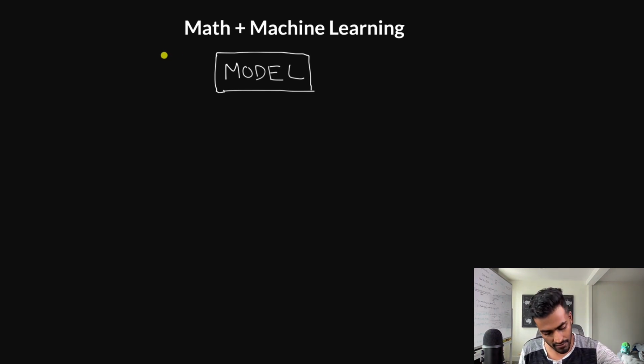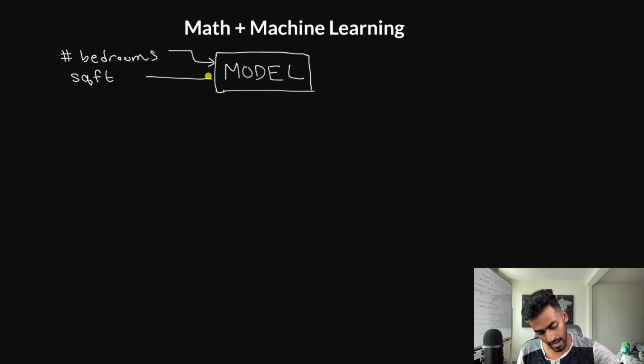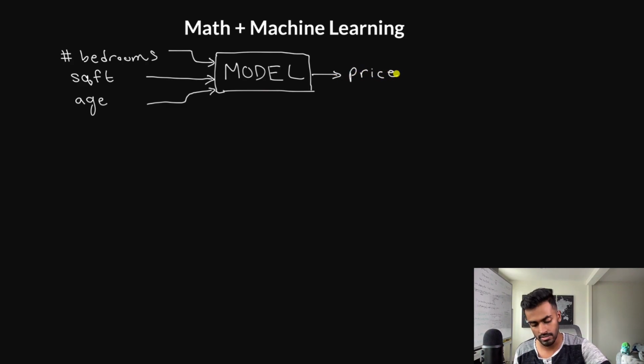Let's say some of that information is the number of bedrooms. And let's say that it is also the square footage of the house itself. And then something else that we pass into it is the age of the house in years. Now, given all of this information, the model is going to predict a price at which the house should sell.